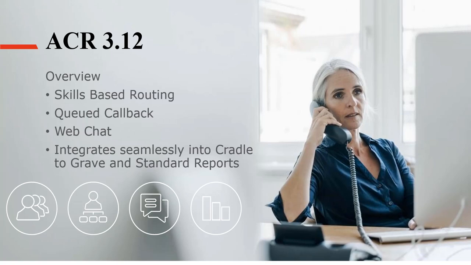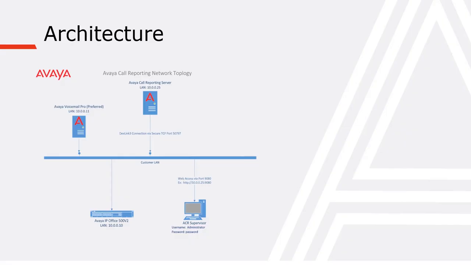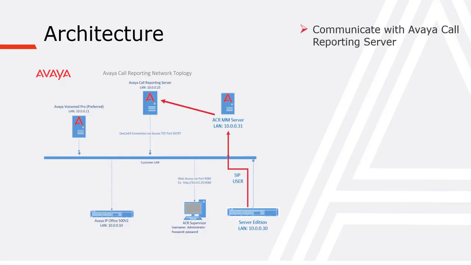However, when you propose the contact center, you're going to add a second server. Okay? So Avaya Call Reporting is still your interface where you administer your skill groups. It's still where your reports and your recordings and your real time are all saved. The multimedia server is your call routing engine. Think of it as a giant softphone. Okay? It registers to the IP Office as a SIP user.